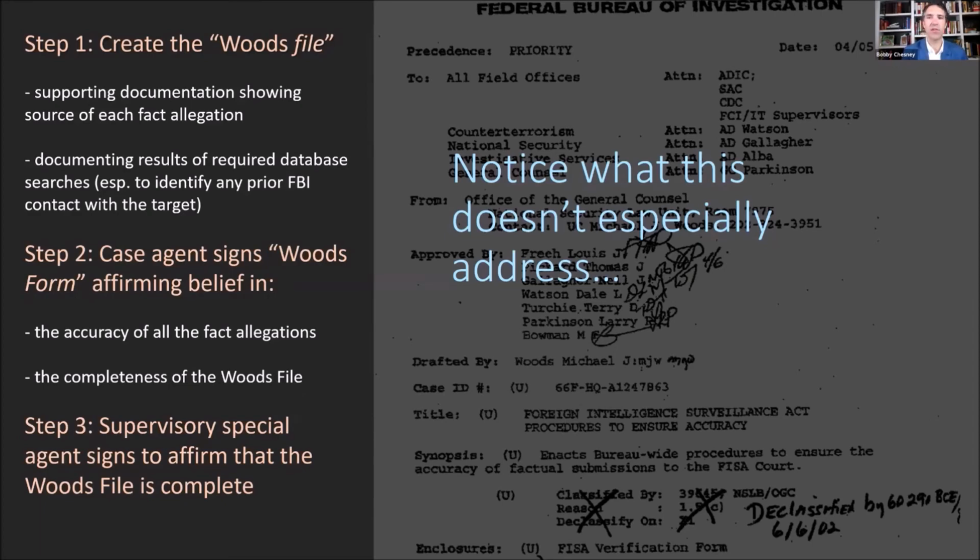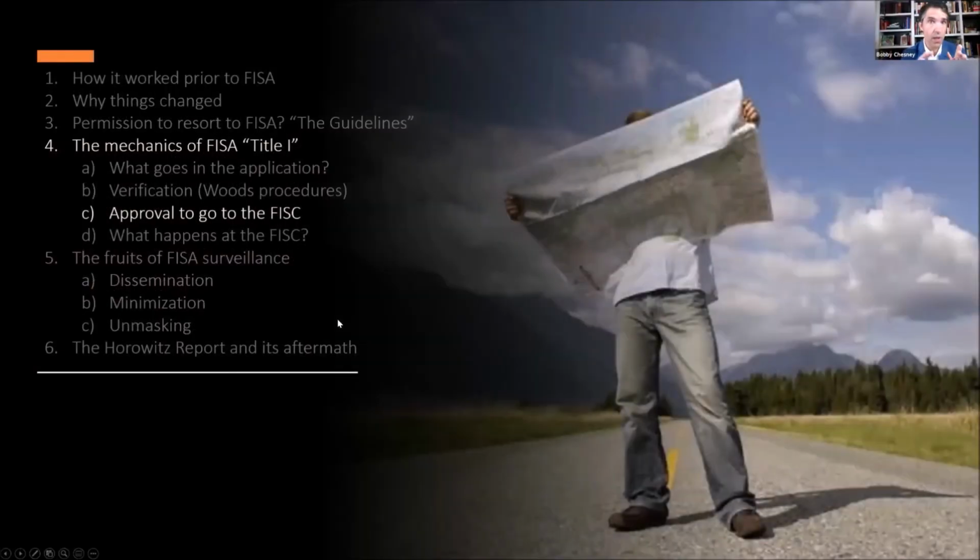And as we're going to see when we get to the Horowitz report at the end, and the Carter Page story itself, that turns out to be something that the Woods procedures, at least back then, weren't sufficiently focused on doing, and there ended up being problems under the heading. But before we get to the problems, let's just complete running the traps here. Let's assume we filled out 3 separate applications for our 3 targets. We've got good Woods files supporting them.